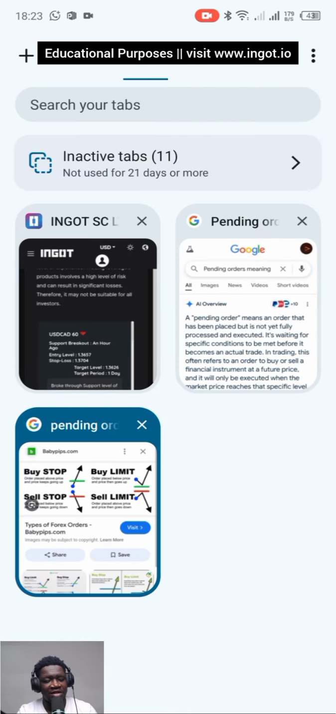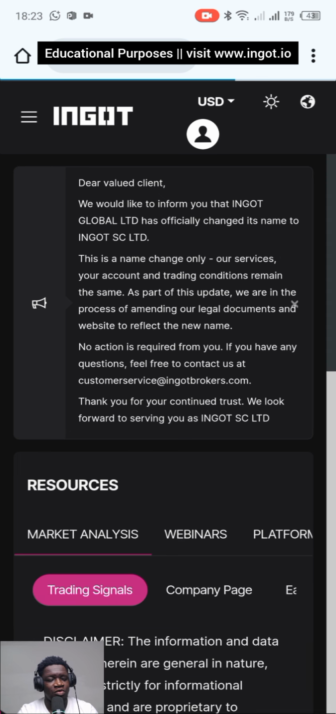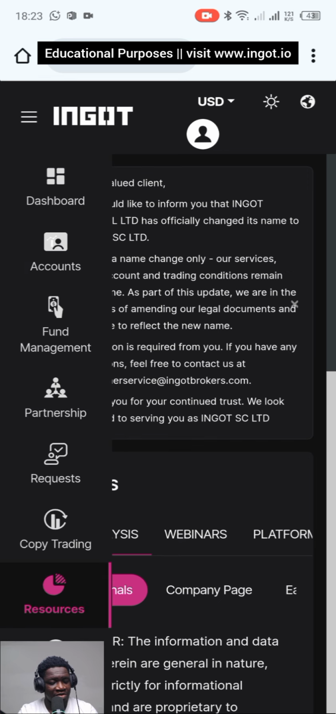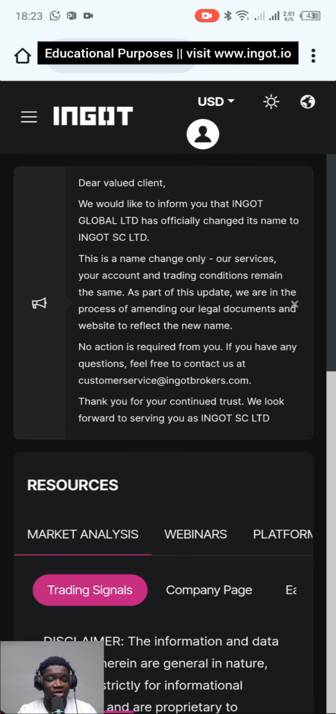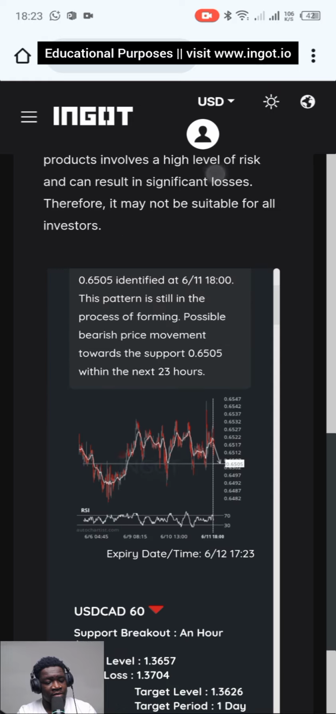For instance, let's say you log into your Ingot Brokers account, you go to resources, select resources, and there you will see trading signals, as you can see here. A moment.